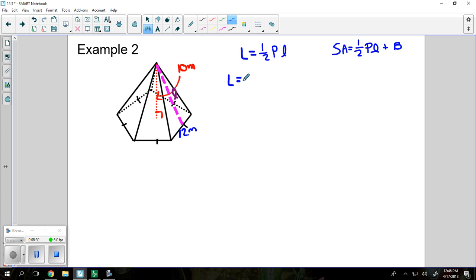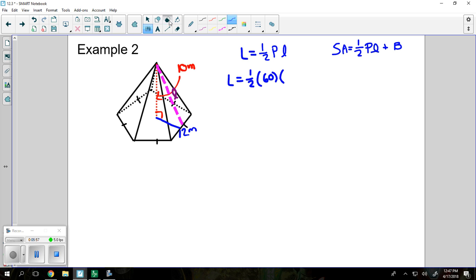The lateral area would be a half. And to get the perimeter, there are 5 sides at a measure of 12 each. 5 times 12 would be 60. Times, we're going to have to do some work to figure out that slant height. Okay? So my thought would be this. I know that's 10. I want this. I'm also going to need this down at the bottom eventually anyway.